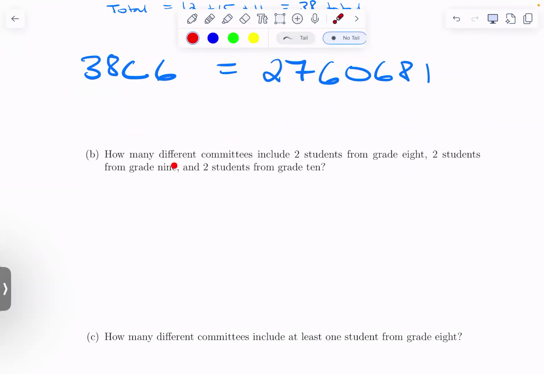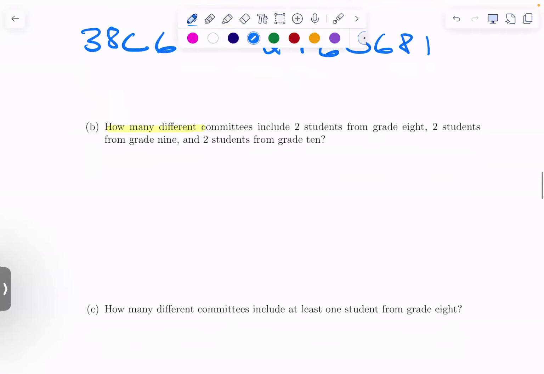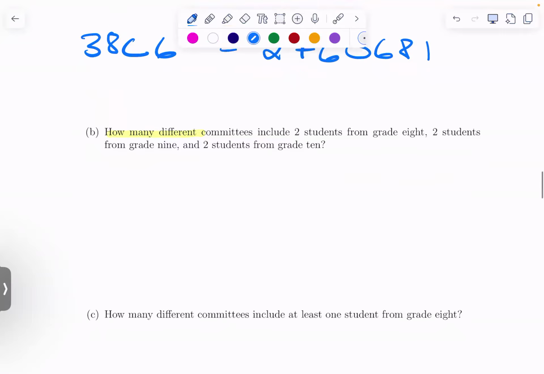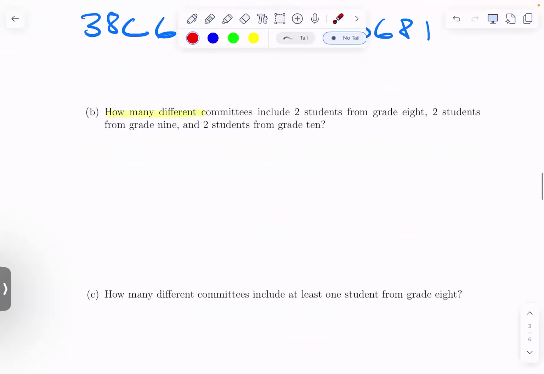Now with some restrictions, which is how the final exam will go as well. How many different committees include 2 students from grade 8, 2 students from grade 9, and 2 students from grade 10? And again, it just wants how many. And so now I want 2 students from grade 8, and I have 12 students to choose from, and so I want to have 12 choose 2.